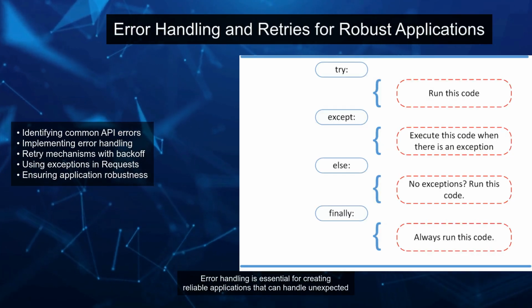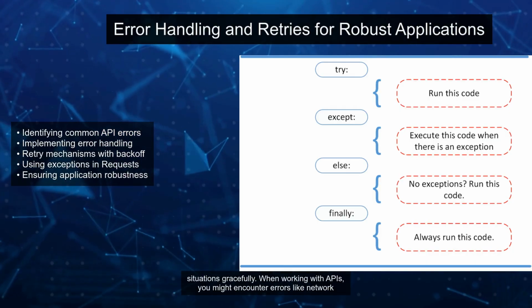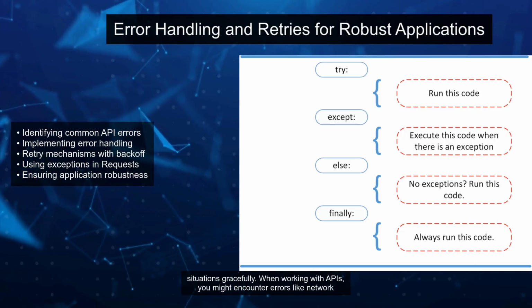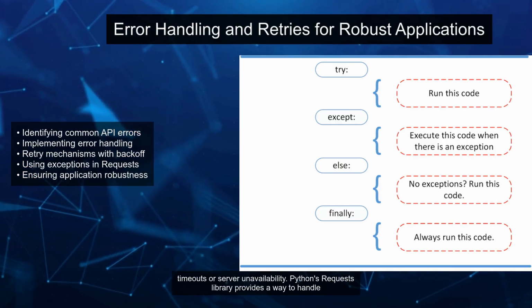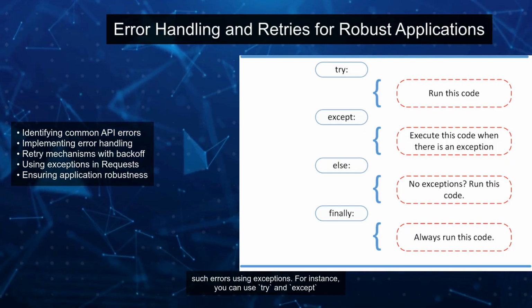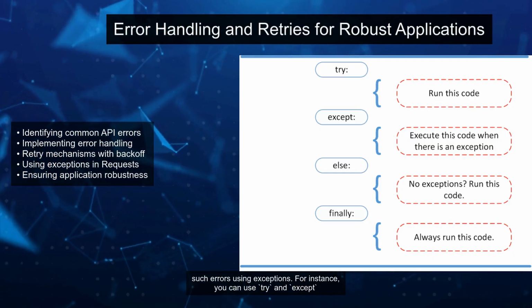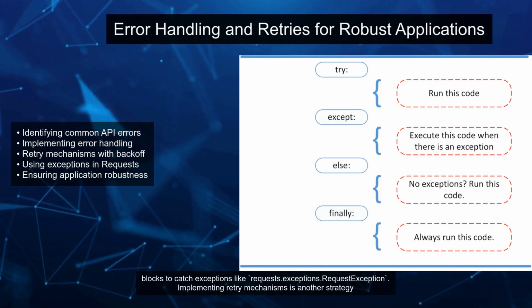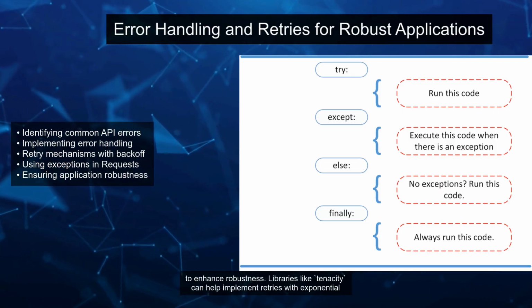Error handling is essential for creating reliable applications that can handle unexpected situations gracefully. When working with APIs, you might encounter errors like network timeouts or server unavailability. Python's requests library provides a way to handle such errors using exceptions. For instance, you can use try and except blocks to catch exceptions like requests.exceptions.RequestException. Implementing retry mechanisms is another strategy to enhance robustness.